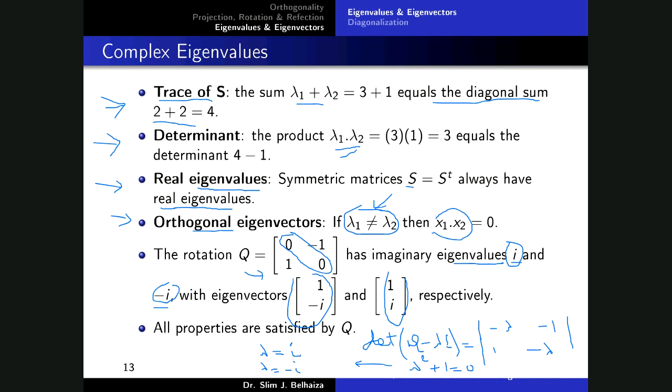Now, we do not have real eigenvalues. Well, it's not a problem. But we do also have orthogonal eigenvectors. If you multiply both eigenvectors here, 1, minus i and 1, i, you get a 0, which means the two eigenvectors generated are again orthogonal. Okay, guys? So we do satisfy these properties, even though complex eigenvalues were obtained.